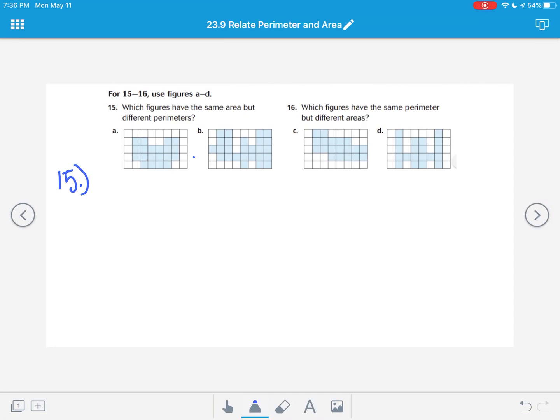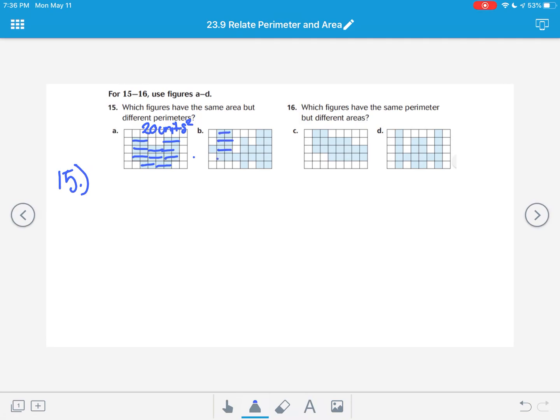These squares are going to be called units. The side lengths will be units, and the area will be units squared, or square units. So let's get started by counting. For A, I see 2, 4, 6, 8, 10, 12, 14, 16, 18, and 20. So I know that A is 20 units squared for the area.